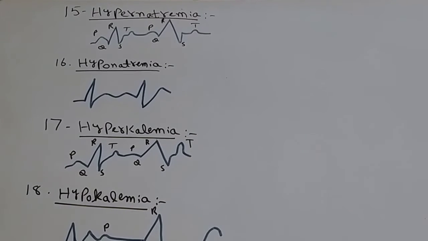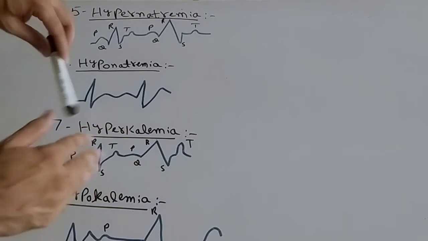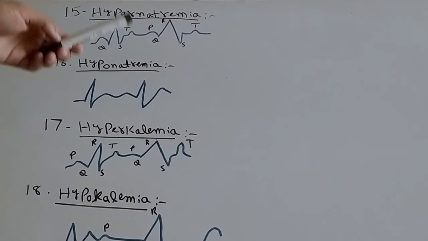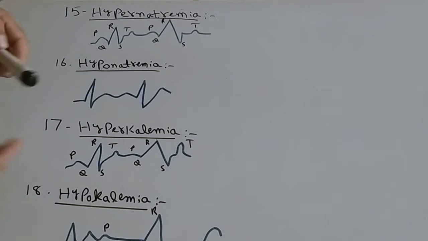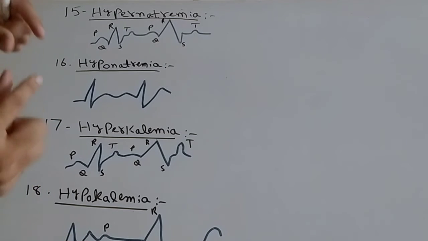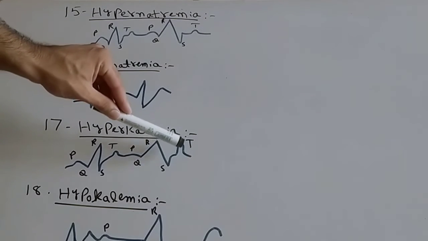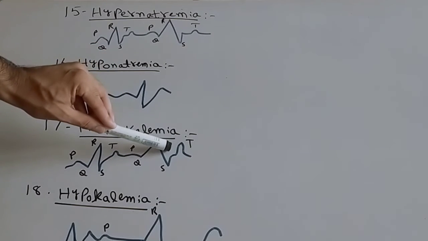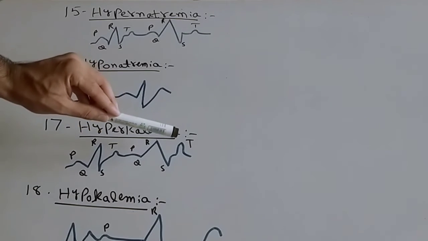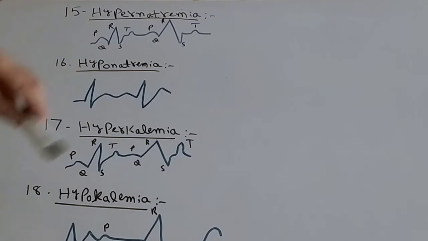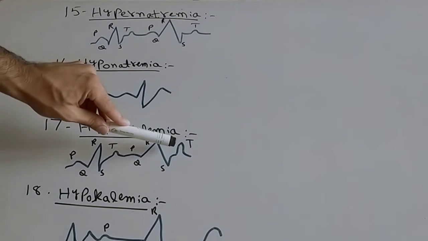Now talking about hyperkalemia, we know that in order to conduct repolarization, potassium ions must move outside. In hyperkalemia, there is more potassium ion concentration in the extracellular fluid as compared to the cell, so less potassium ions would move out. Therefore the repolarization phase would be slow. That's why you can see that the T wave is very much prominent here. This type of T wave is appearing because the repolarization phase is very slow.